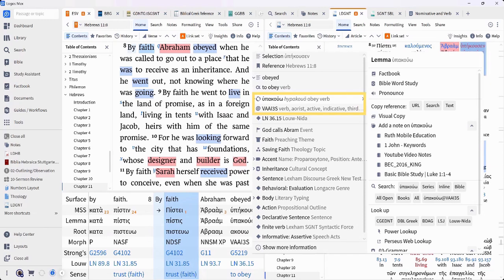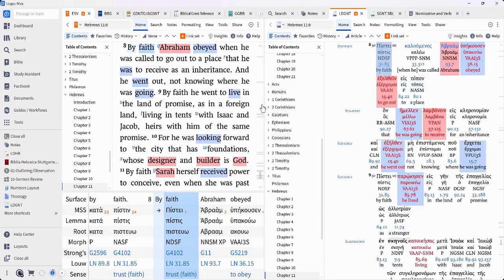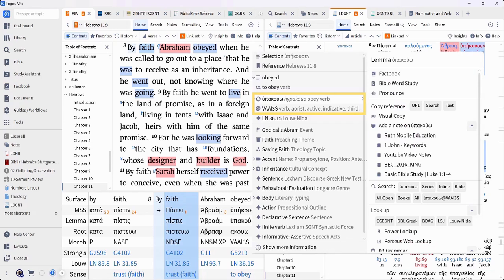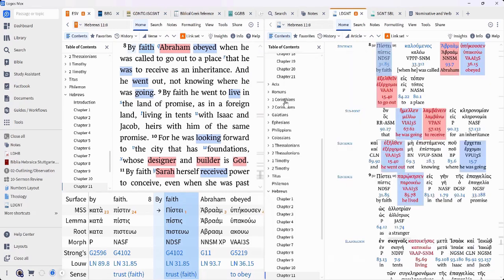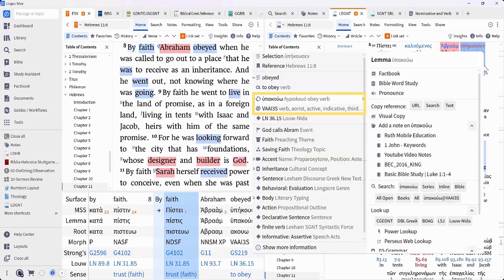So here the verb, this one right here, is actually in what's called the dative case. So although it's tagged here as a verb, it's actually not. This is the verb right here, the aorist active indicative.